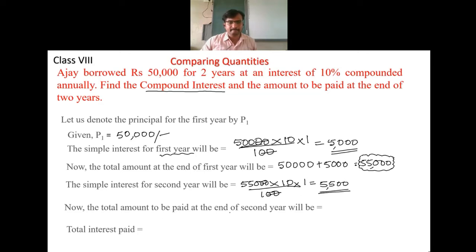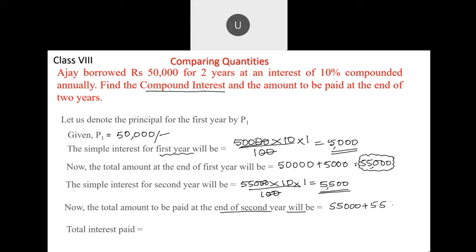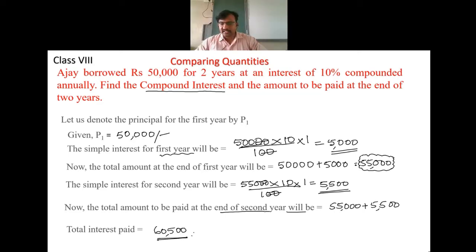So the total amount paid at the end of the second year will be 55,000 plus 5,500, which is 60,500. But this is not the interest, so we have to add the principal also. 5,000 plus 5,500 is 10,500.